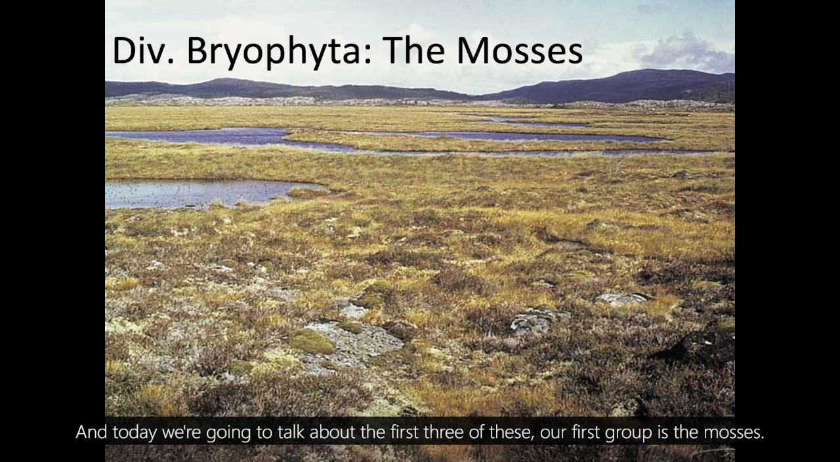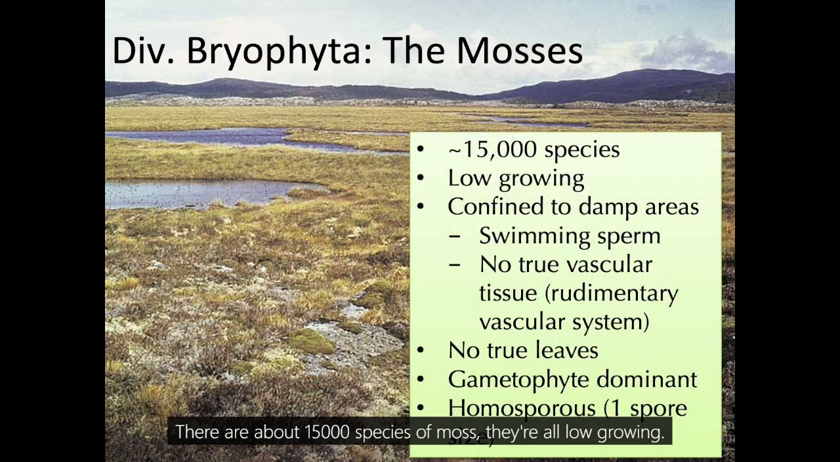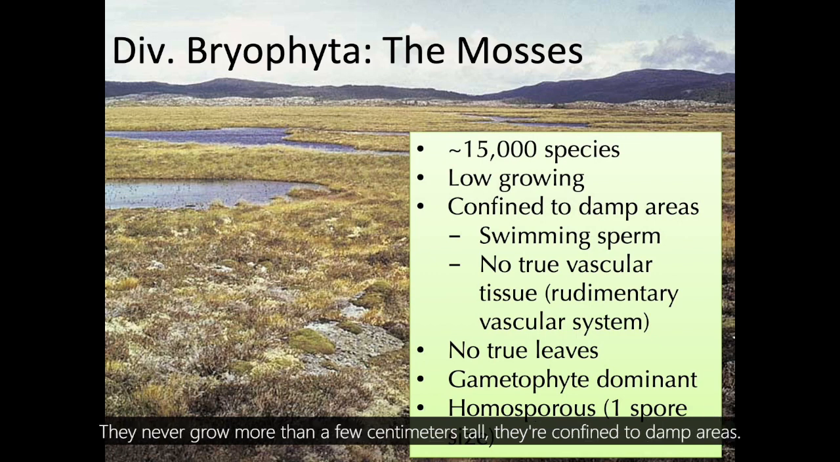Our first group is the mosses. This is the division Bryophyta. So you should know these division terms. We're only learning 4, so learn the division terms. Bryophytes are the mosses. The mosses live in wet areas that are wet at least part of the year. There are about 15,000 species of moss. They're all low growing. They never grow more than a few centimeters tall.